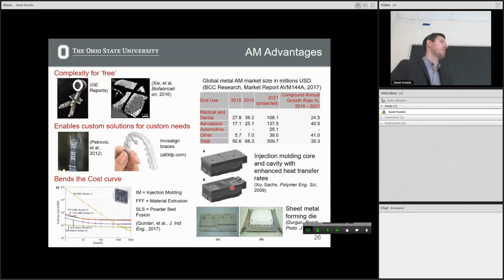Yes? Do you think the incorporation of fiber composites for lightweighting in automotive is relevant? Yeah, because those use molds as well, right? Yeah, potentially. I don't know, but I would think so.